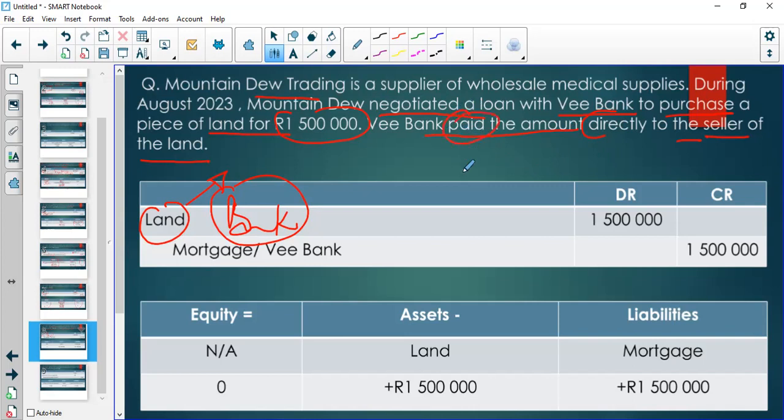So basically what happened here is the V Bank paid directly to the provider of the land, the seller of the land. So we got the land, it's an asset, it's 1.5, but we also got a loan. We never got cash, right? So it's a mortgage, and because it's a mortgage, we also need to know who provided that so that on the account of V Bank, we can update this 1.5.